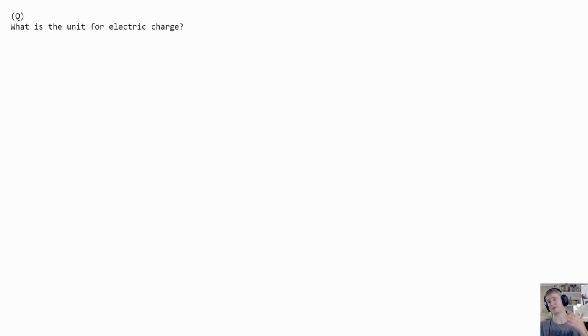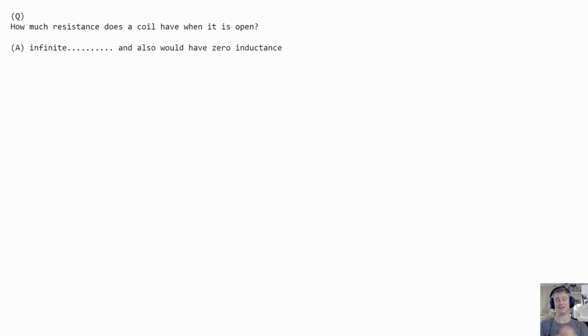Next, what is the actual unit for electrical charge? And this is known as the coulomb. Next, how much resistance does a coil have when it's open? So again, it's pretty self-explanatory. And this would be infinite resistance. And also on the other hand, you'd have zero inductance.